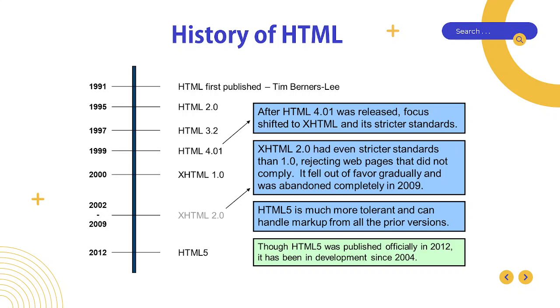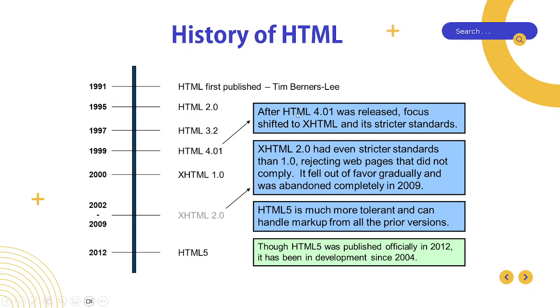HTML 2 was released in 1995. HTML version 3.2 was released in 1997, 4.01 in 1999, HTML 1.0 in 2000, XHTML 2.0 from 2002 to 2009, and HTML5 in 2012.